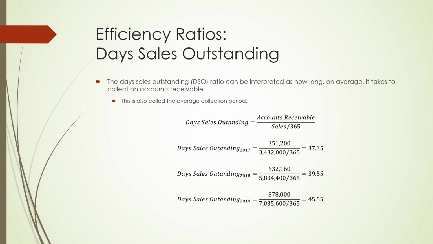That is not good. Let me point out, though, that you need to compare the days sales outstanding to the credit terms that the firm offers to its customers. So, for example, if they tell the customers they need to pay in 30 days and you have a 45-day days sales outstanding, that's clearly bad. On the other hand, if they tell their customers they need to pay within 60 days and they have a days sales outstanding of 45, that's maybe not so bad. But generally speaking, the longer it takes to collect on sales, the worse it is. So this ratio kind of goes in the opposite direction of most of the other ratios. Here, lower is generally better.